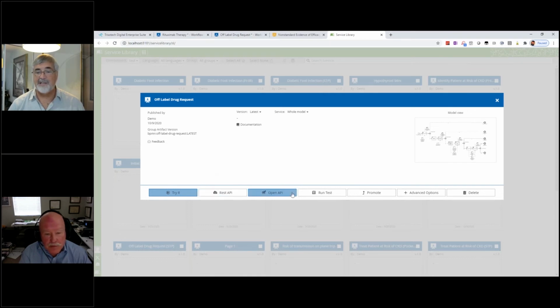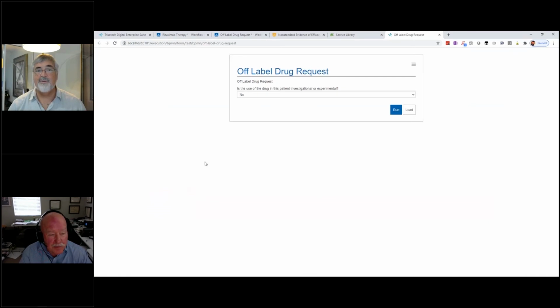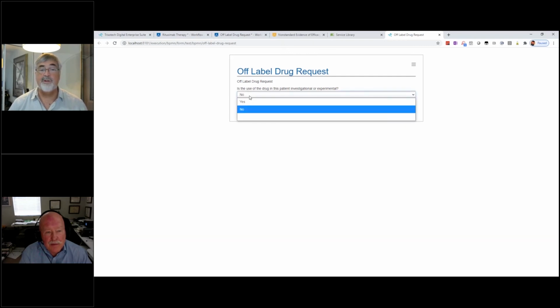I can exercise this service via either a REST API or get the OpenAPI for it. Here I'm just going to use the form exerciser, where I can exercise the service to see the interaction. This is mimicking the interaction that takes place in a service call. A service call would receive the question to which an answer would be provided.